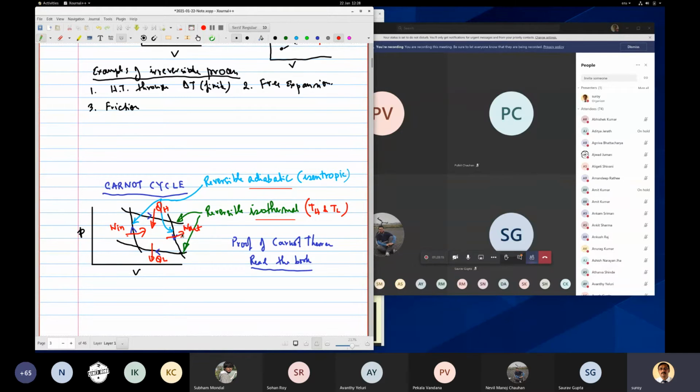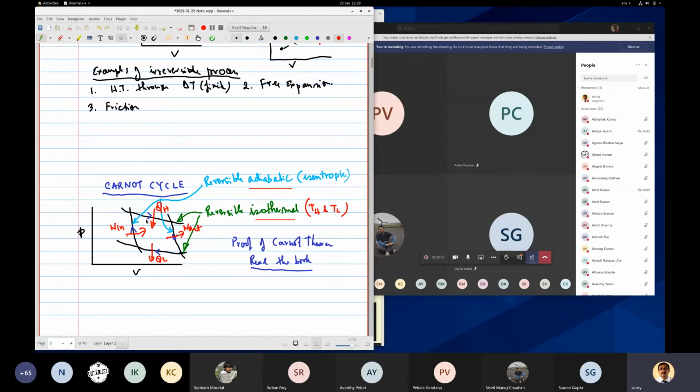Work transfer can take place, but not heat transfer. And here heat transfer, work transfer both can take place. Here heat transfer, work transfer both can take place. Because PdV work, you can always find out the PdV work. So here heat transfer and work transfer takes place. Here heat transfer does not take place. So if you're talking about heat transfer only, heat transfer takes place only in those two places. Work transfer can take place anywhere, right?